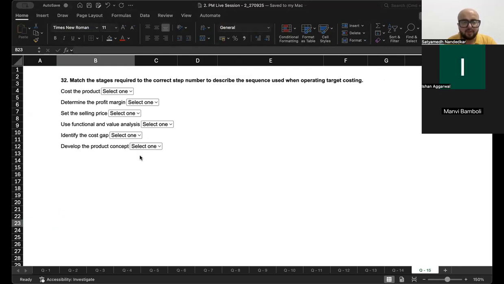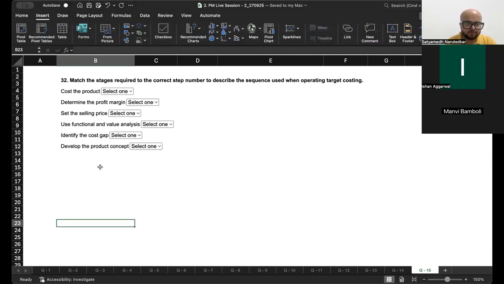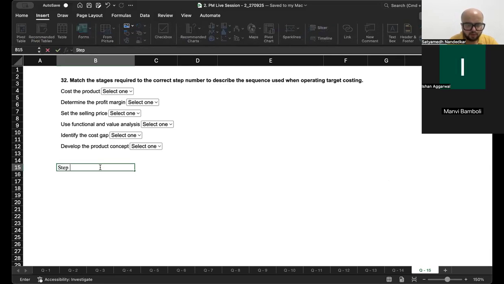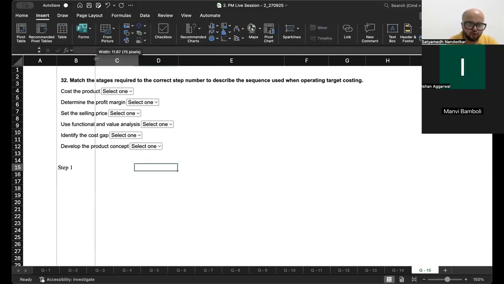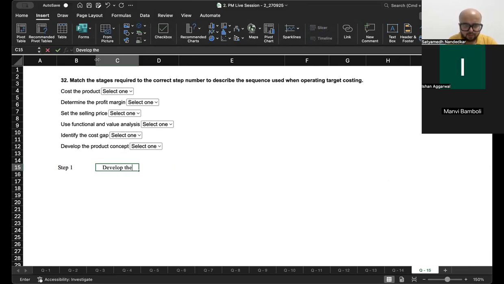Or rather, no, develop the product concept should be step one. Functional and value analysis should be step two. Step three should be set the selling price. Then determine the profit margin. Then you will arrive at cost gap and cost of the product. Right? We'll do it like this, right? Or something else? The second last and last will not be reversed, meaning cost of the product second last and then identify cost gap. So step one, what should be, develop the concept, correct?